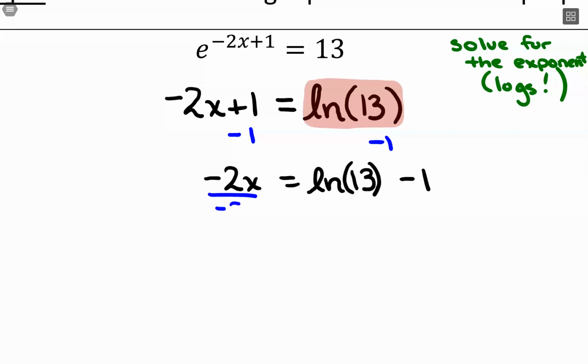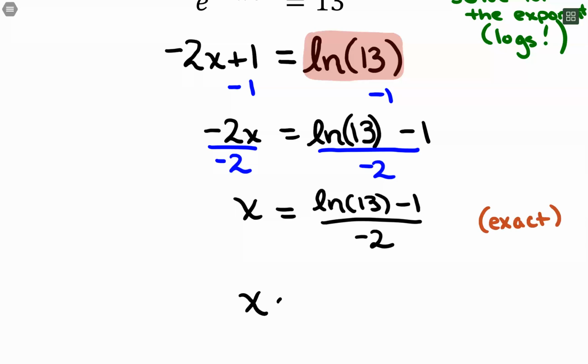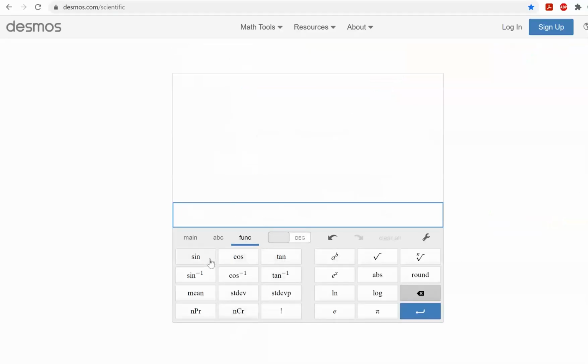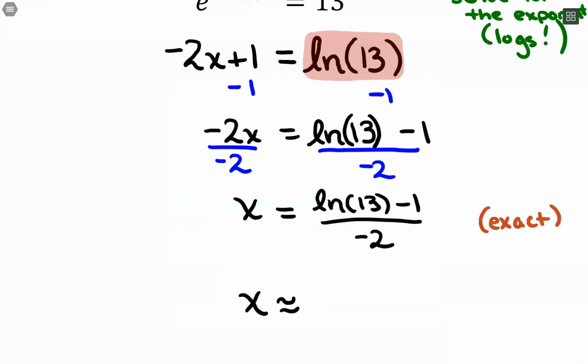All right, my next step would be to divide by -2, which is x equals, and then in this exact form, I would write it as natural log of 13 minus 1, all over -2. So this would be my exact answer, which is often what we want to find first. If we needed a rounded answer, we can go to our calculator. So let me show you how to type this in. I'm going to set up my fraction, do ln of 13 minus 1 over -2, which is a negative 0.7825. So with that, we can get a rounded answer, or an estimate.